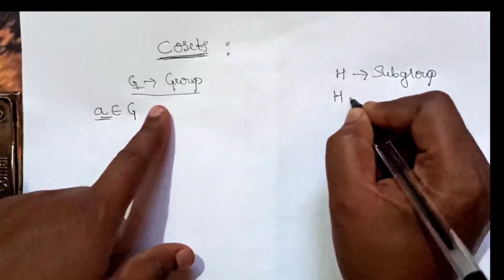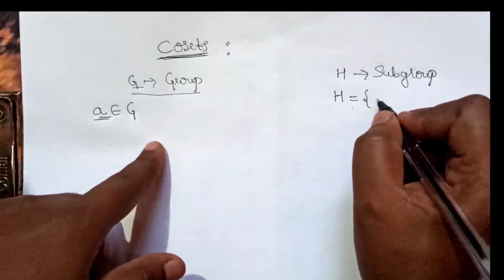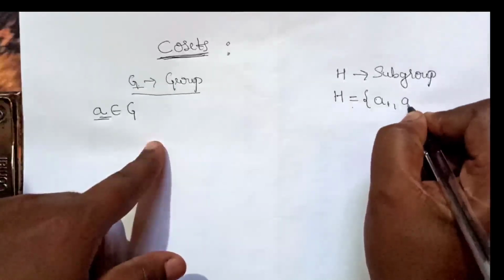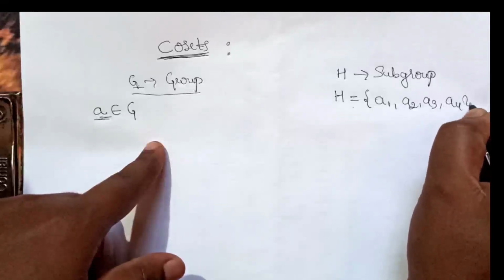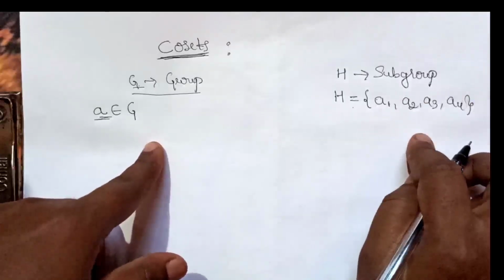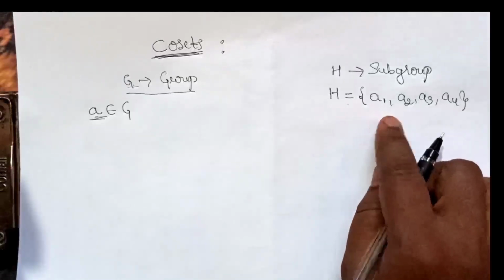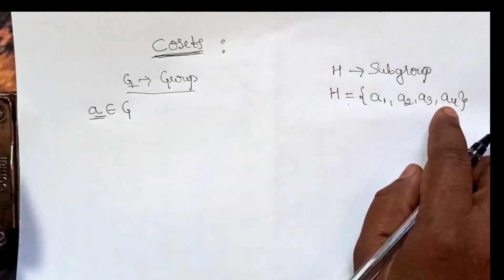So we may consider a subgroup, say H, with the elements a1, a2, a3 and a4. Just for consideration, we are considering H as a subgroup which has the elements a1, a2, a3 and a4.